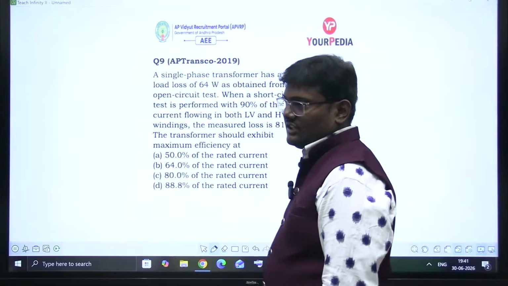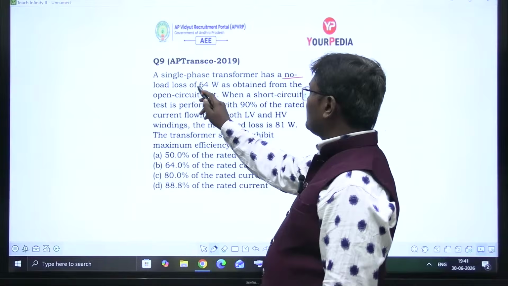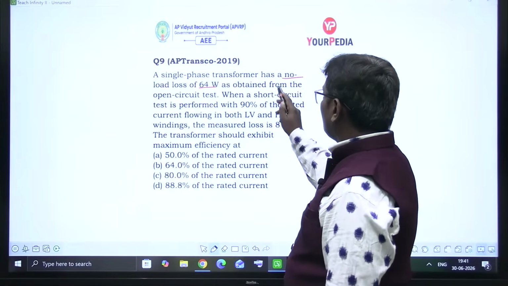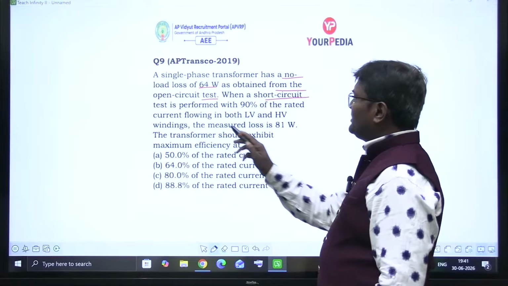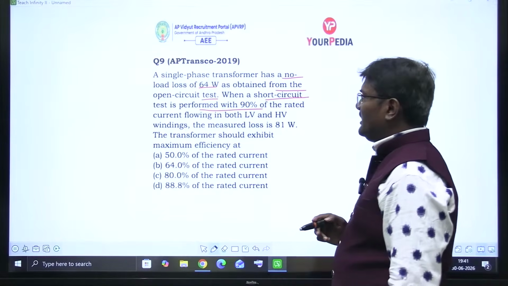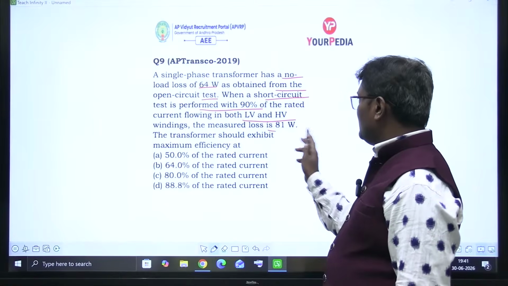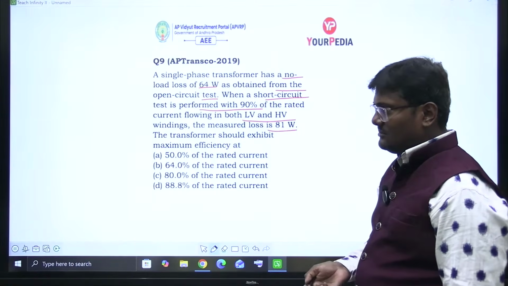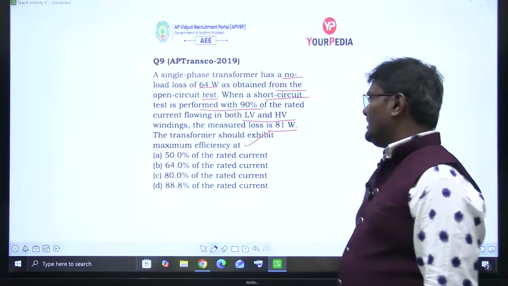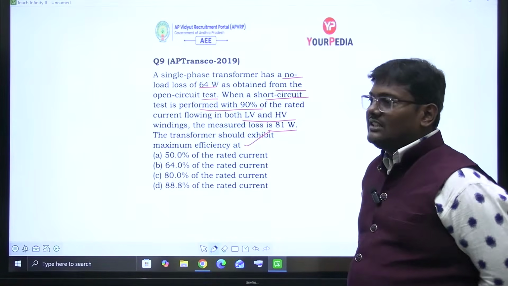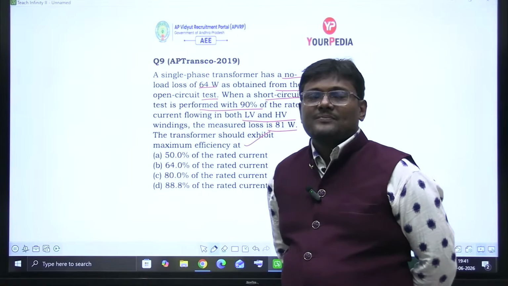And the next question. A single phase transformer has no load loss of 64 watts as obtained from the open circuit test. When a short circuit test is performed with 90% of the rated current flowing in both LV and HV windings, the measured loss is 81 watts. The transformer should exhibit maximum efficiency at. So think and tell me.